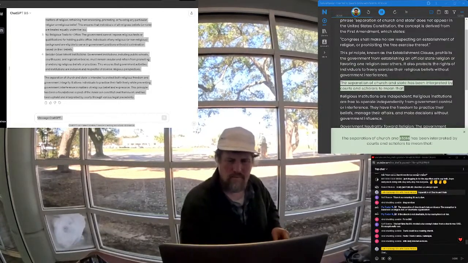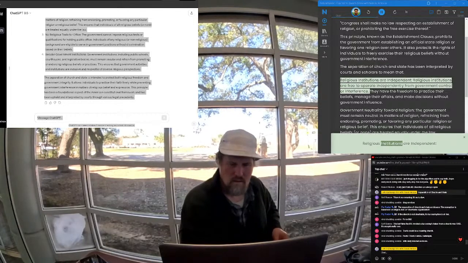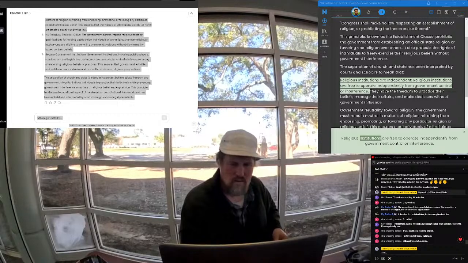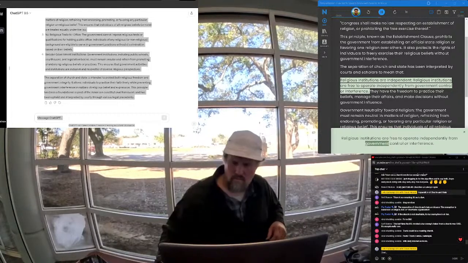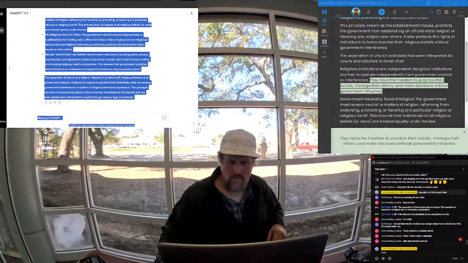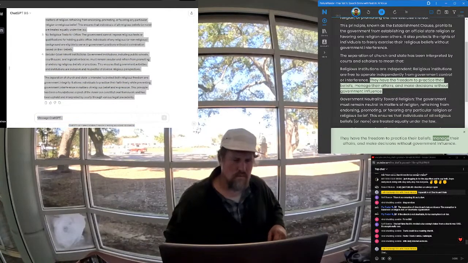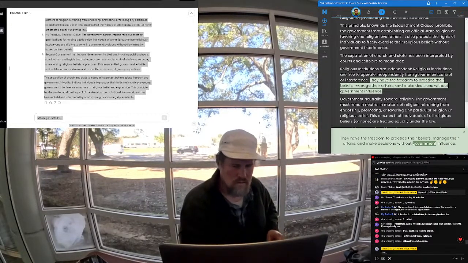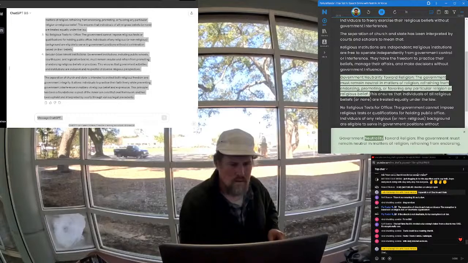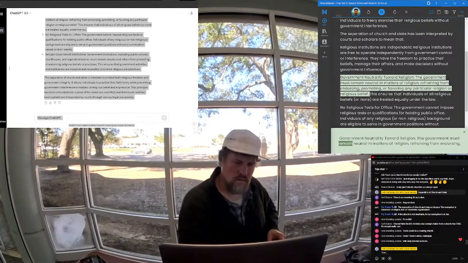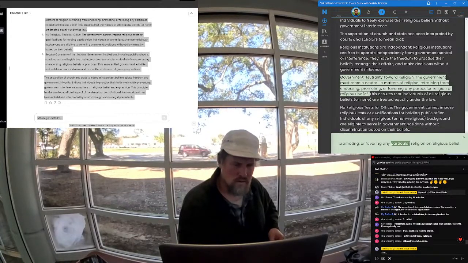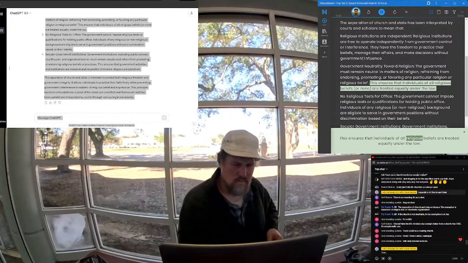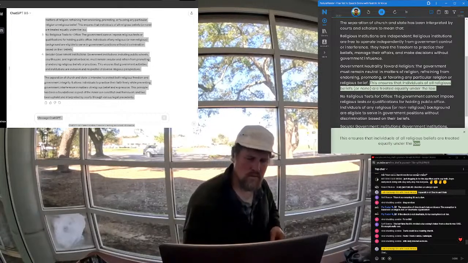The separation of church and state has been interpreted by courts and scholars to mean that religious institutions are free to operate independently from government control or interference. They have the freedom to practice their beliefs, manage their affairs, and make decisions without government influence. Government neutrality toward religion. The government must remain neutral in matters of religion, refraining from endorsing, promoting, or favoring any particular religion or religious belief. This ensures that individuals of all religious beliefs are treated equally under the law.